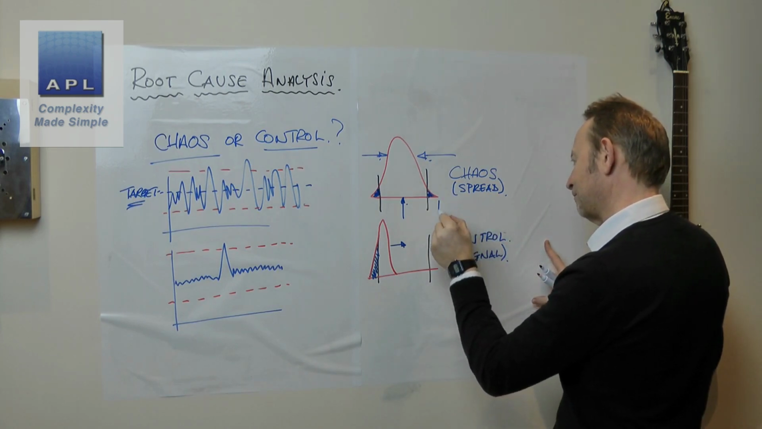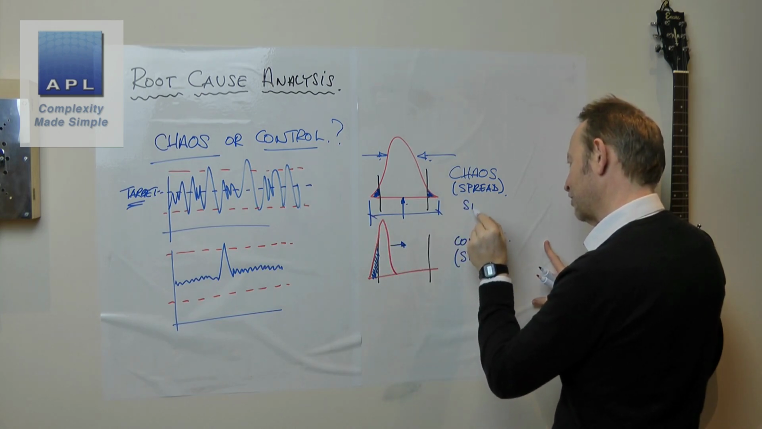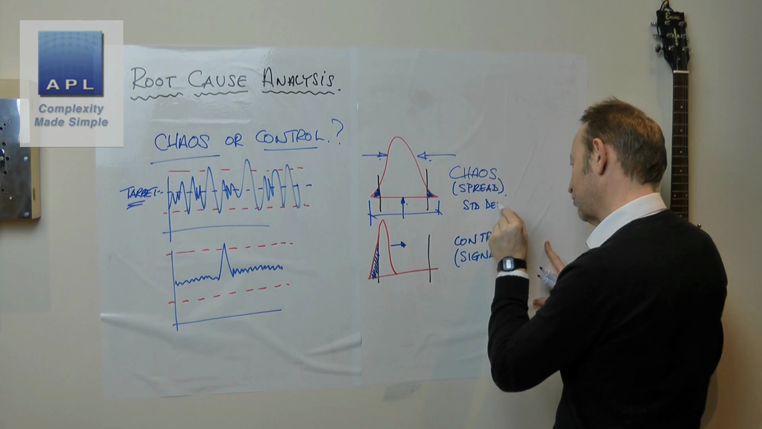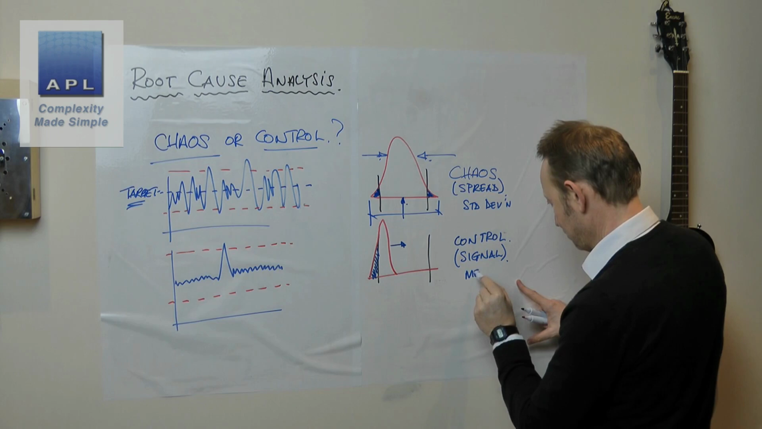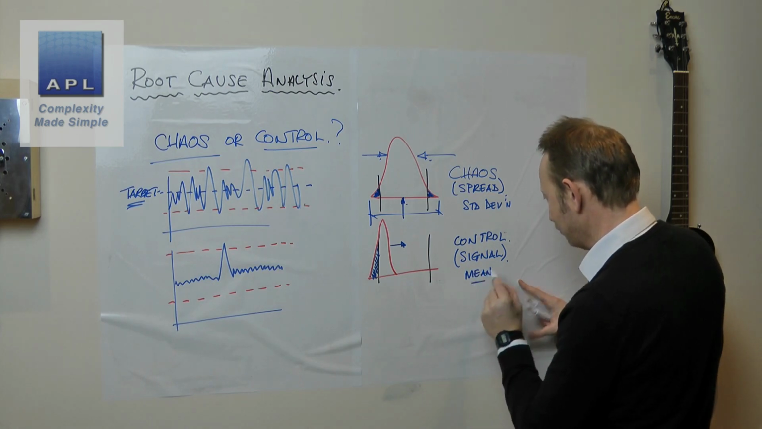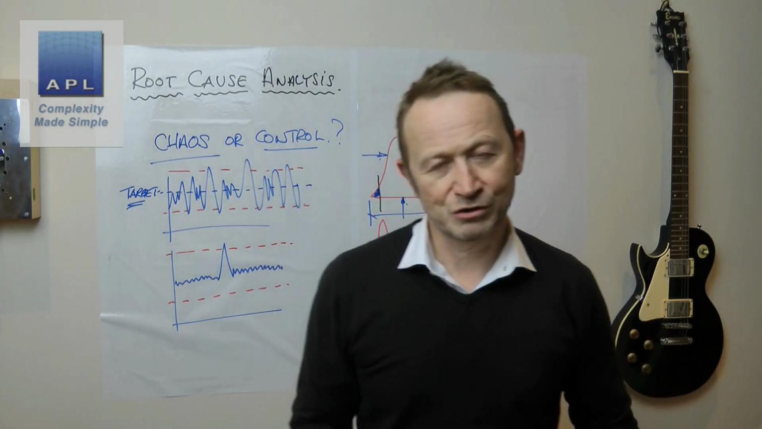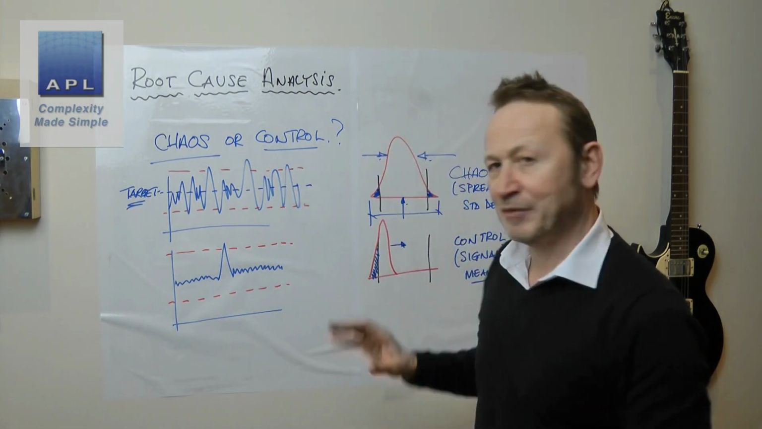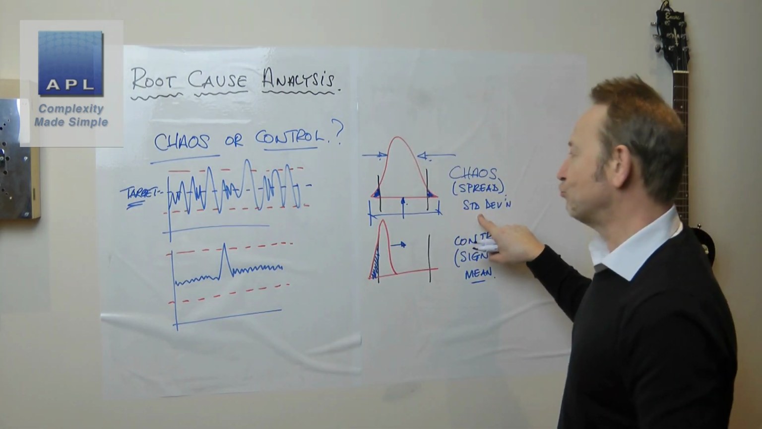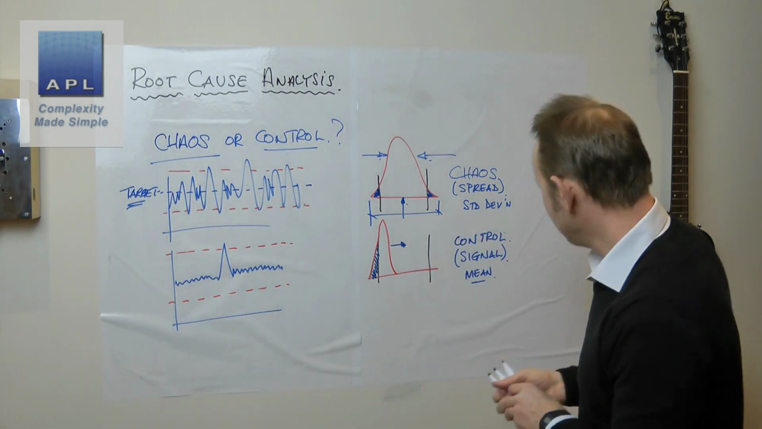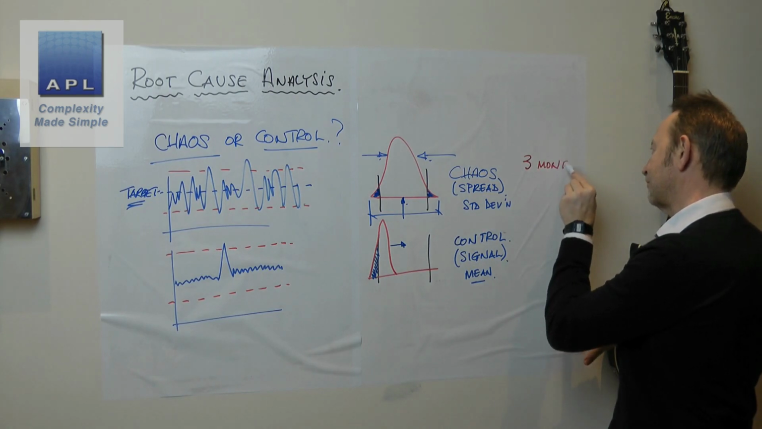This spread is measured by the standard deviation. So I'm trying to control the standard deviation. This one, I'm trying to control the average or the mean. So if you're going to do root cause analysis, this is fundamental. Why is it fundamental? Because this is really difficult to change. This will probably take 3 months to fix.